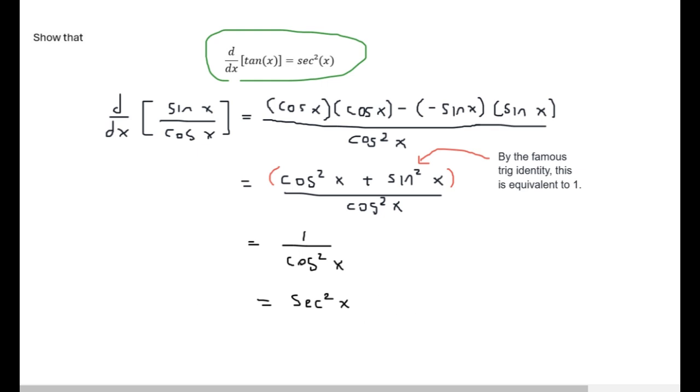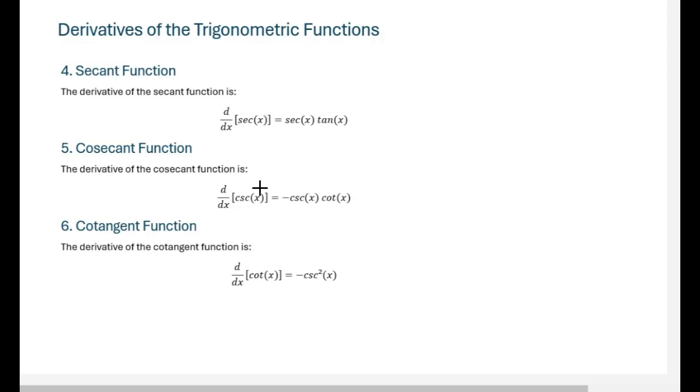Excellent. And finally, we just have another three trig functions. Those are for secant, cosecant, and cotangent, as we can see here. These are not as popular, at least when you're learning calculus. You're not going to need them that much, but in case you want to do some exercises, you can get these by using the quotient rule.